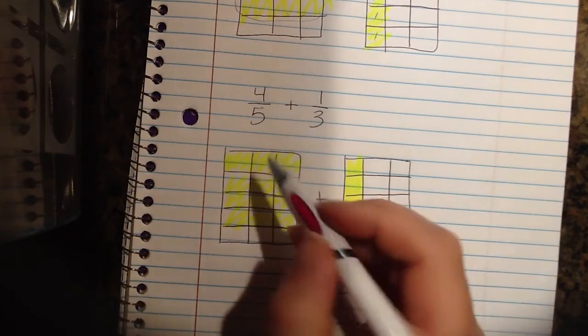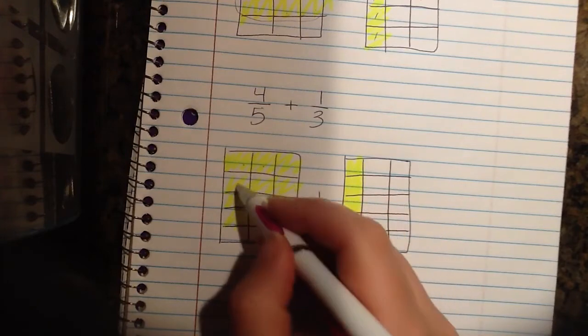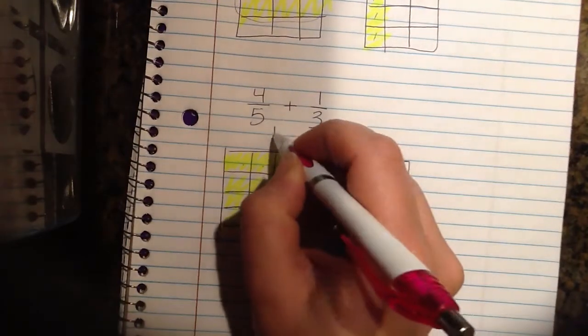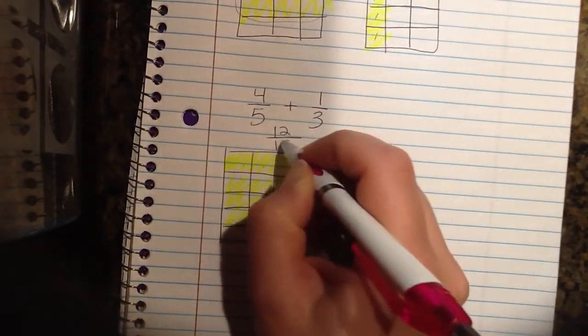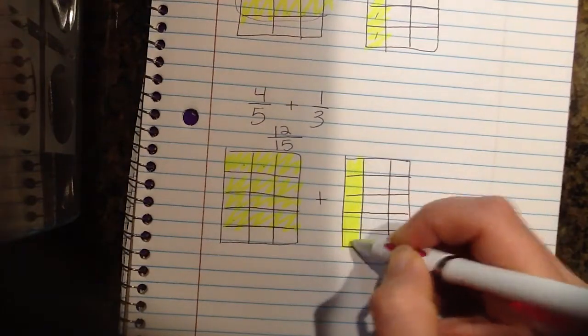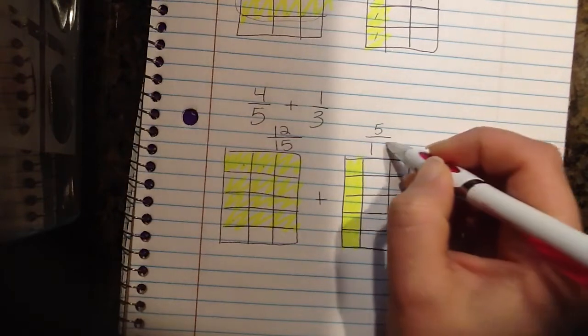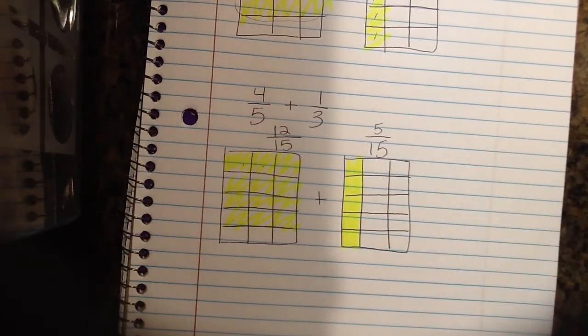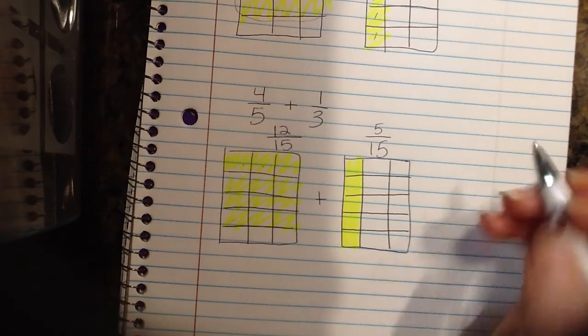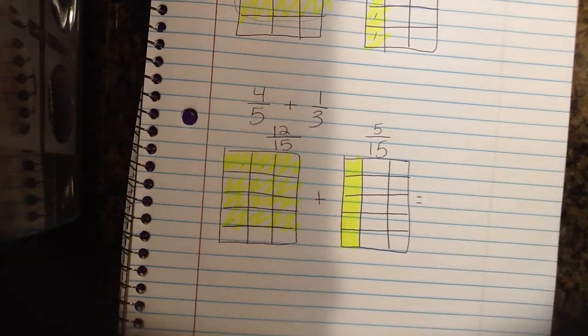So this one, I have 1, 2, 3, 4, 5, 6, 7, 8, 9, 10, 11, 12. 12 parts. How many total parts do I have? 15. This one I have 5 parts. My total number of parts in here is 15. So what happens when I add these together?